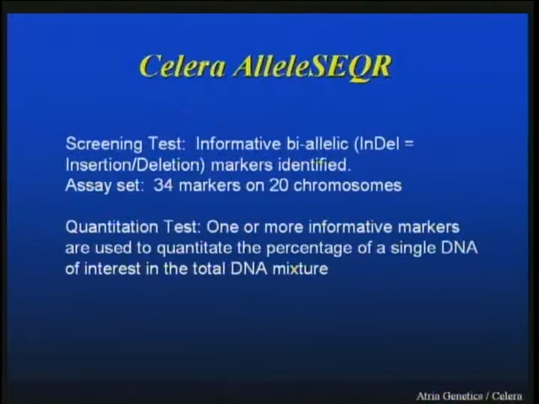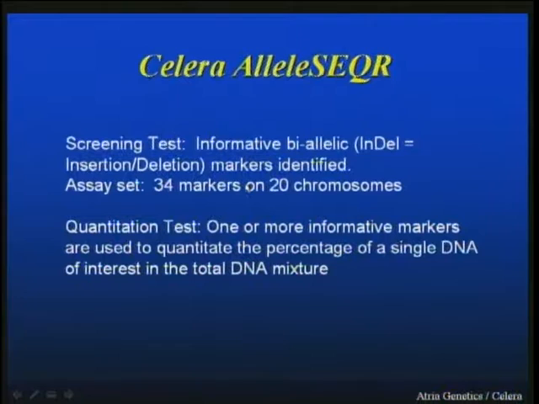So what this technology does is that it interrogates insertion deletion mutants, or markers. And these are bidirectional, of course. There's a plus and a minus in this. So it's not as powerful as STR. There's not the vast array of alleles that we have in STRs. It's a plus or it's a minus. You either have it or you don't. There's about 34 markers that are on 20 chromosomes.